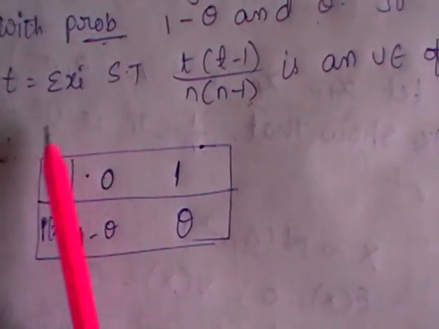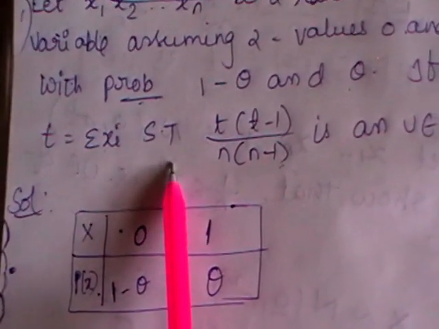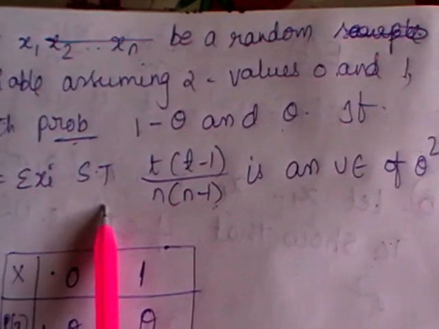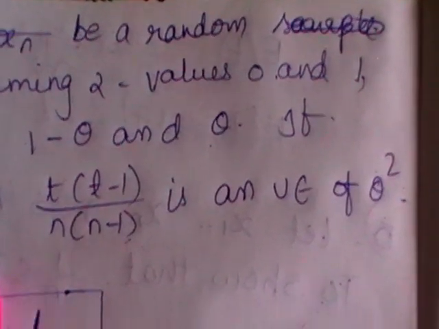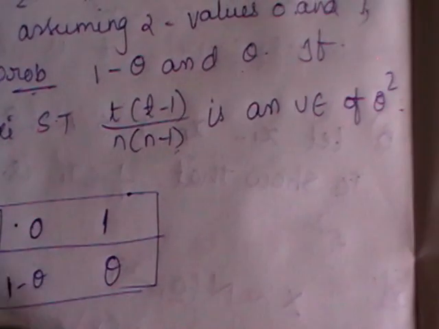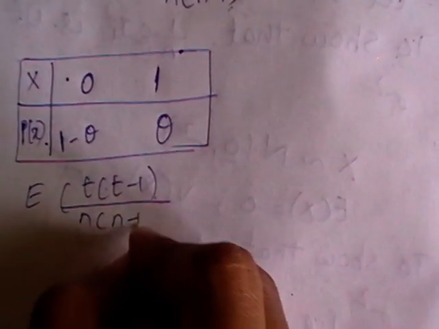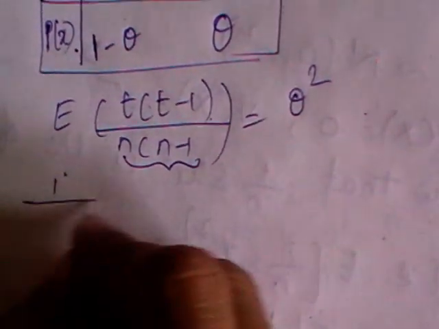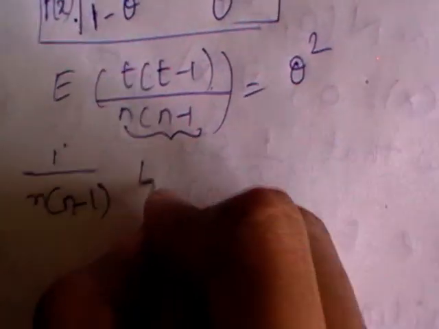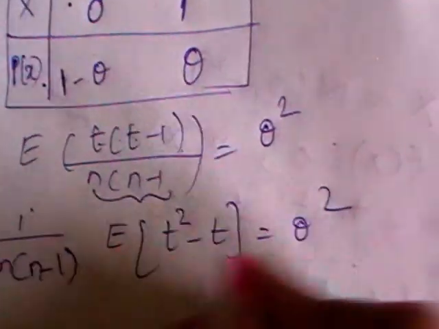If T is the sigma Xi, you need to show that T into T minus 1 by n into n minus 1 is an unbiased estimator of theta square. So you need to prove that E of T into T minus 1 by n into n minus 1 is equal to theta square. So what is T here? It means you need to show that this is a constant. If you take the constant out of the expectation, 1 by n into n minus 1, E of T square minus T is equal to theta square. You need to prove this.